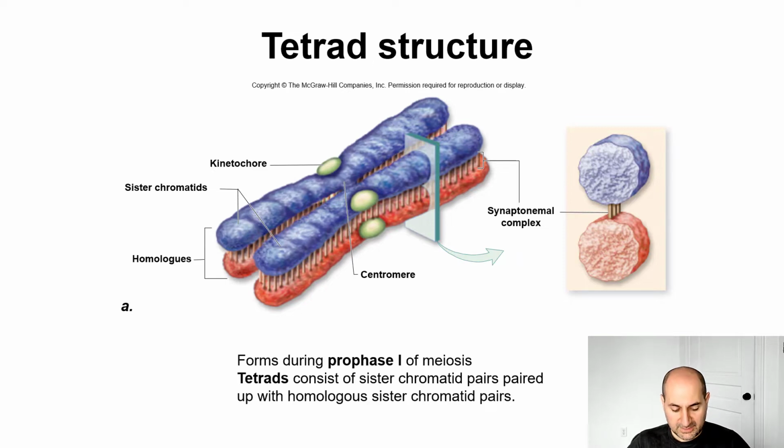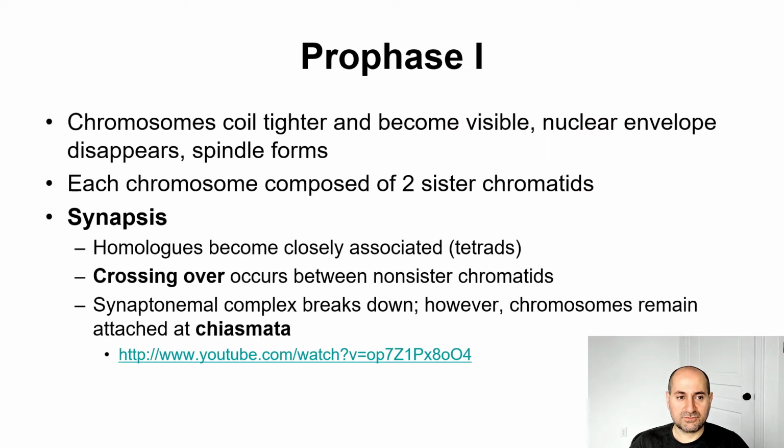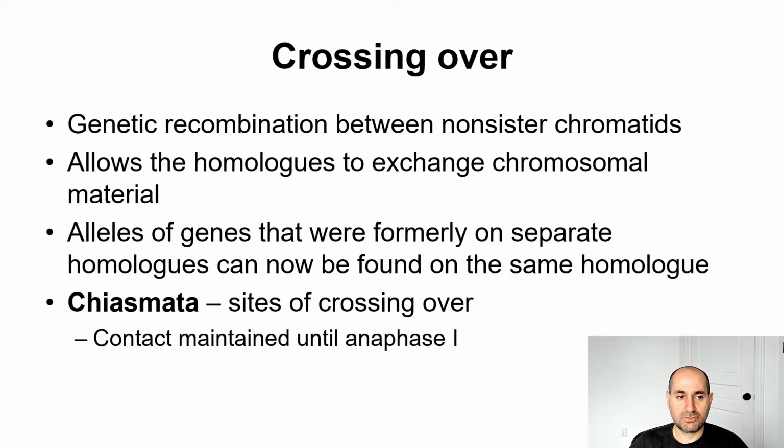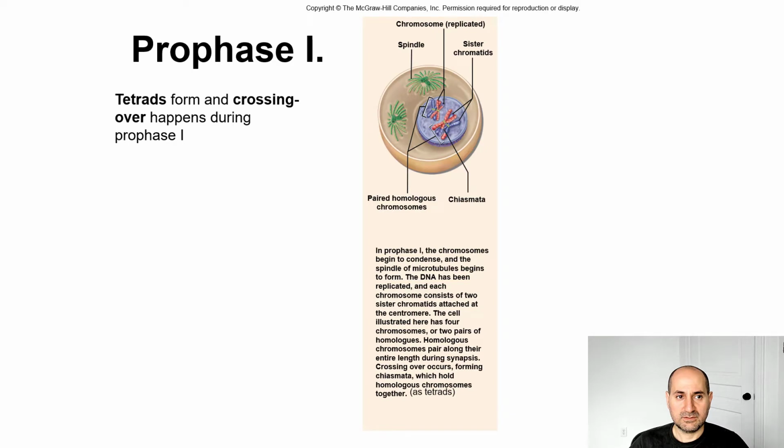We should know what a tetrad is. Okay, when do tetrads form? Do you remember when tetrads form? Here it is. During meiosis 1, remember meiosis 1 begins with prophase 1, tetrads form, and then what? Crossing over happens. So I want you to know that during prophase 1, tetrads form and crossing over happens.